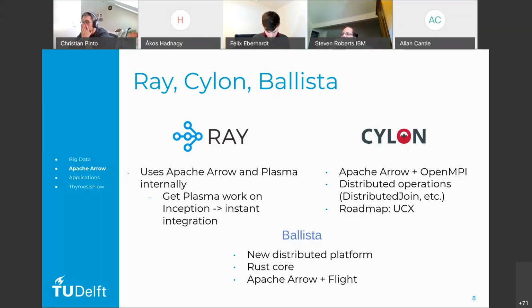Ballista, for example, is really new. I think they're just voting on donating it to the Apache Arrow project. It has a Rust core, it's very performance-oriented, it's distributed, and it uses Apache Arrow, but instead of OpenMPI, they use Arrow Flight, which is the on-wire representation of Arrow formatted data. Currently, it's built to be transported over TCP, but they claim that they want to support RDMA as well at some point.